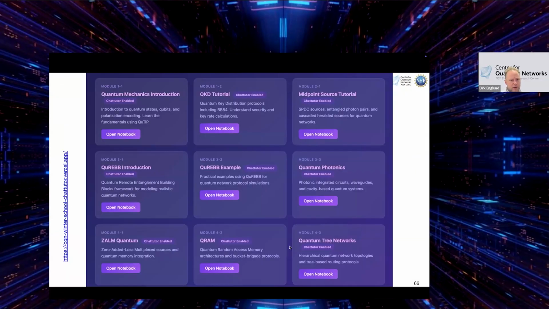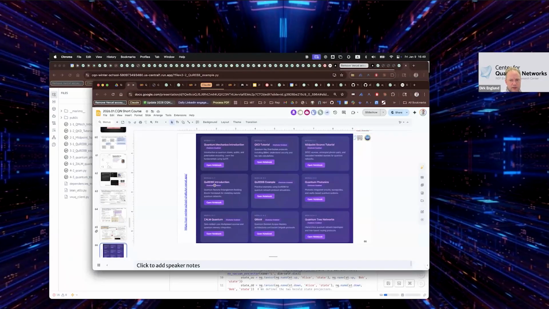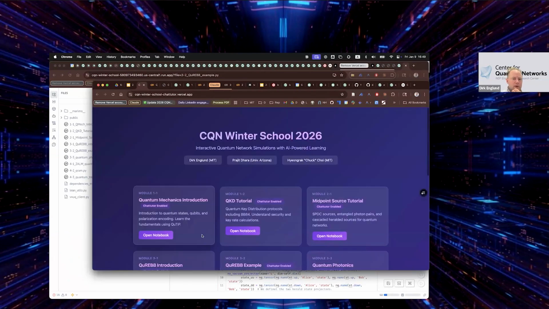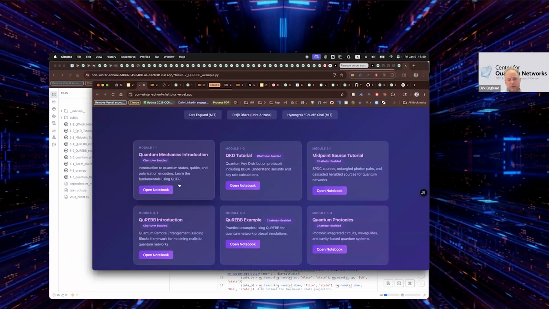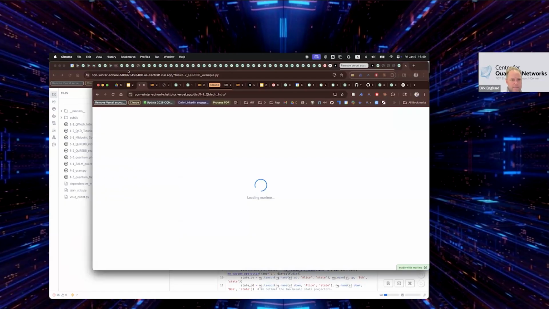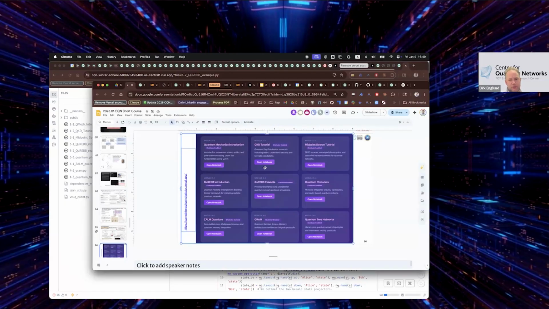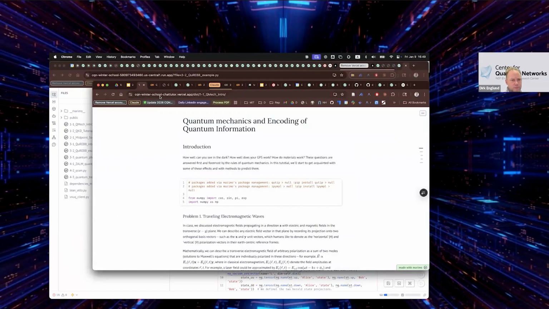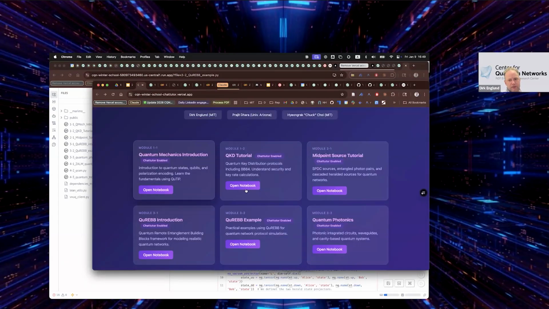So here, I'm going to go here. And now let's look at some of these notes. I want to just give you an overview of the notes and then actually jump into that notebook in particular. Quantum mechanics, QKD.